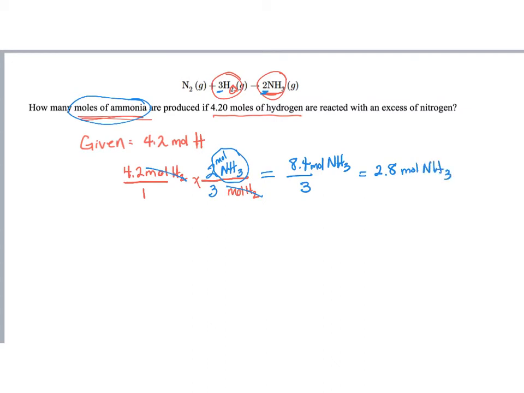Okay. And so you see why it's called the factor label method, because if we use our labels, we can make sure that we factor it out so that we're setting it up in a way that we end up with what we're looking for. All right, let's try another one.